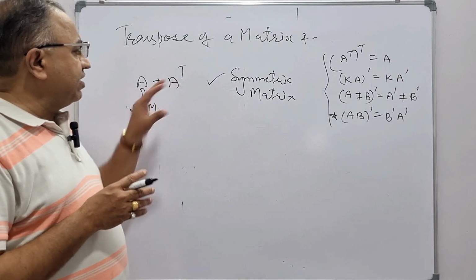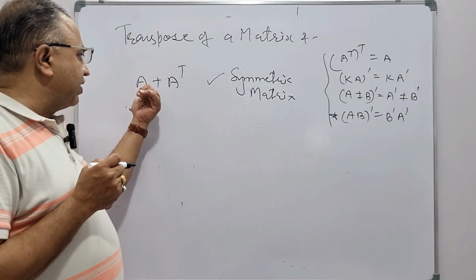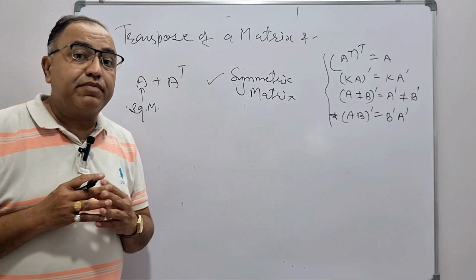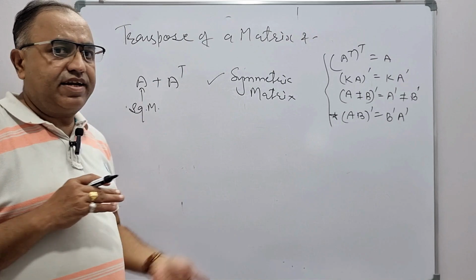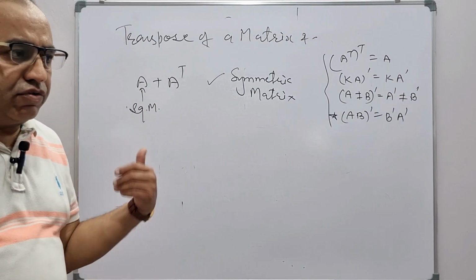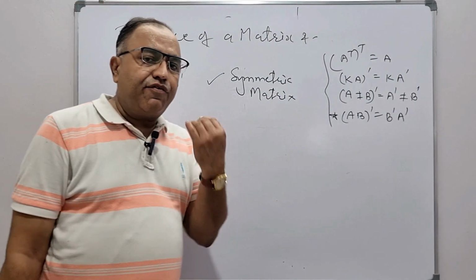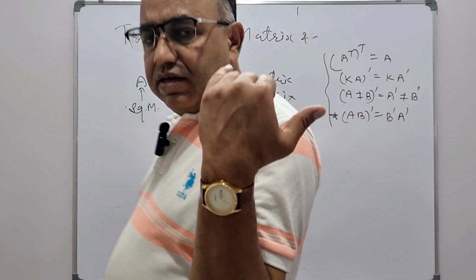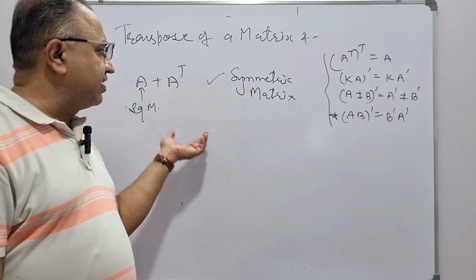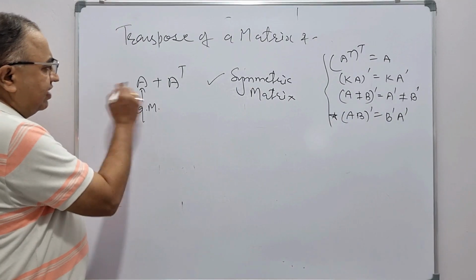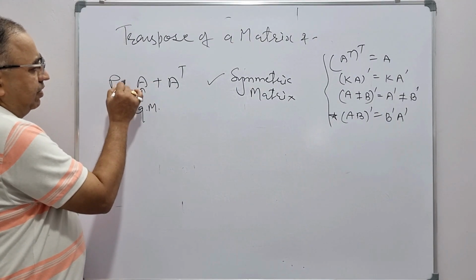This is a very important result. If you add any square matrix with its transpose, the result is always a symmetric matrix. This helps us to design an example of a symmetric matrix. Whenever somebody asks you to give an example of a symmetric matrix, you think of any square matrix, and add its transpose to it. You will get a symmetric matrix always. How? Let's take P here for example.